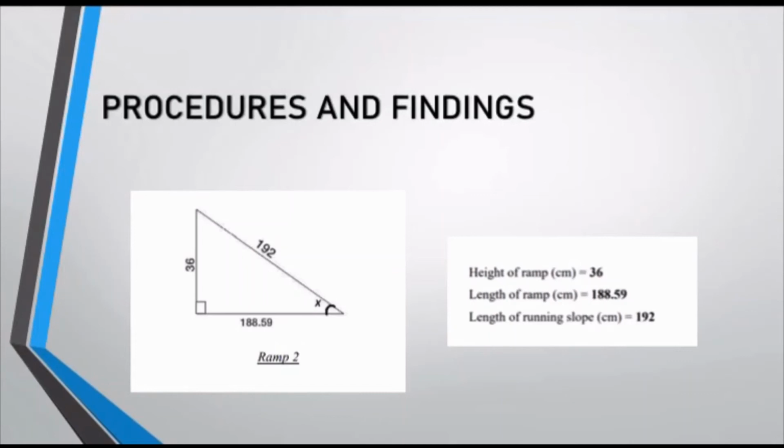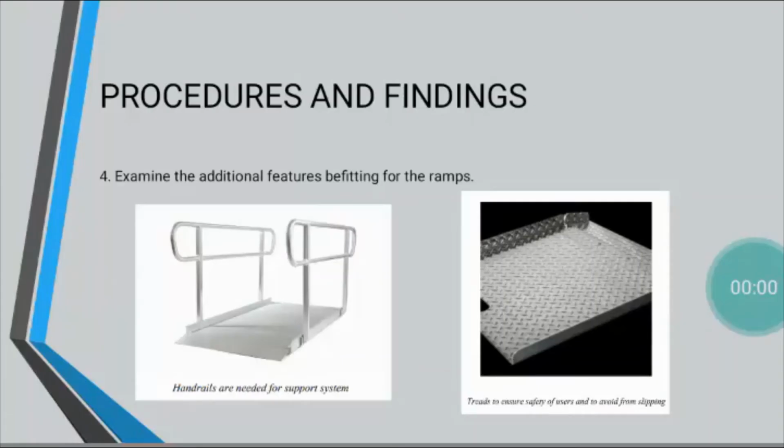Length of ramp is 188.59 cm. Length of running slope is 192 cm. After doing some research, we know that the additional features befitting for the ramps are handrails, needed as a support system, and treads to ensure the safety of users and to avoid users from slipping.